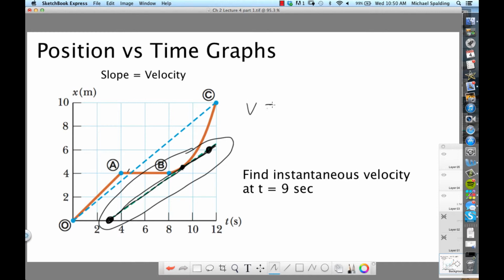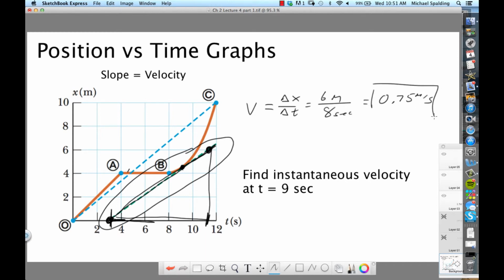So the velocity at t equals 9, we're taking the slope of the tangent line. So the rise is about 6. The run is from 3 over to 11, so that's about 8. So 0.75 is the instantaneous velocity at t equals 9.